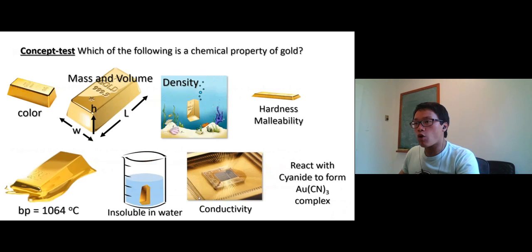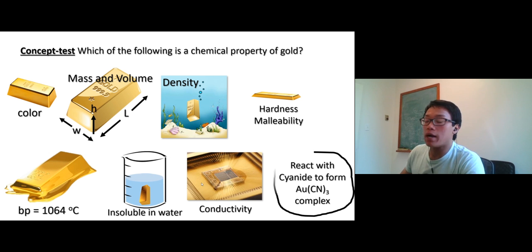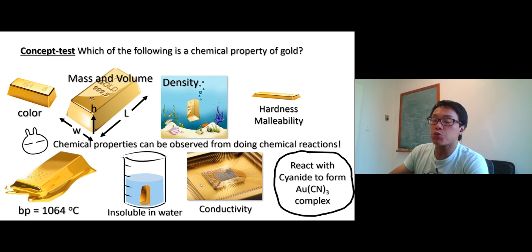All right, so go back to these properties of gold. Which one is the chemical property of gold? That's the only one: the reaction with cyanide. After the reaction, it's not gold anymore. It becomes a complex, the gold cyanide complex. But the rest you can observe.